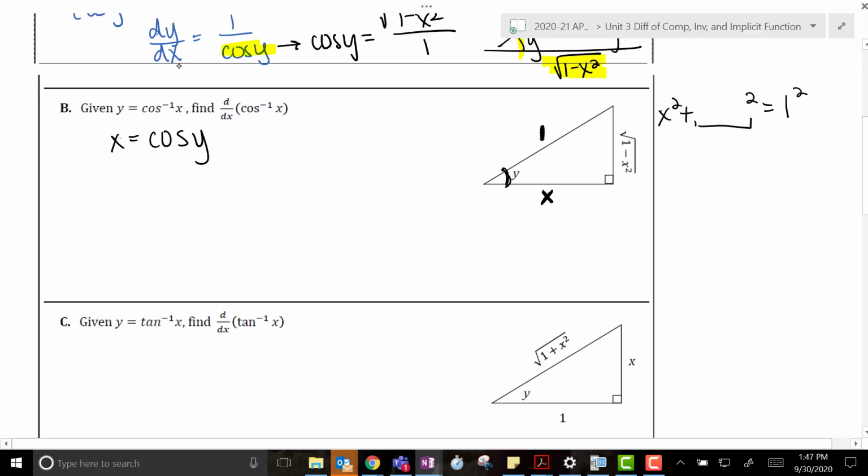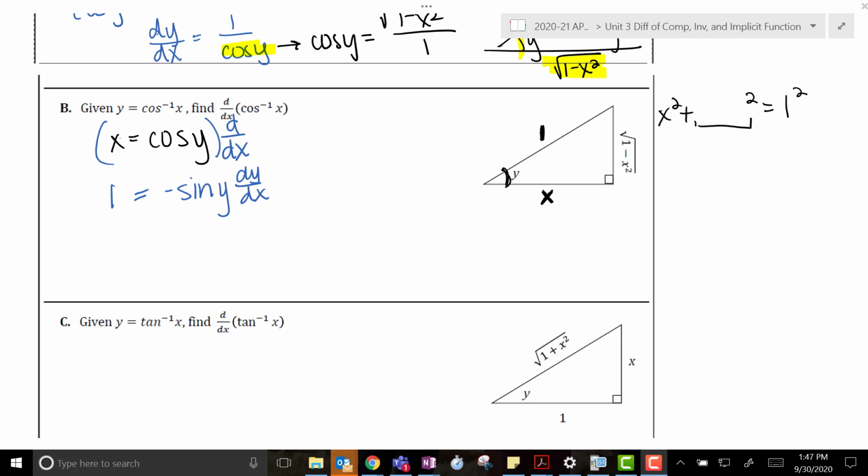Once again, I'm going to use implicit differentiation. So I'm going to say d over dx. Remember, the derivative of x is 1. The derivative of cosine is negative sine, but because we differentiated y, we're going to leave that dy over dx.